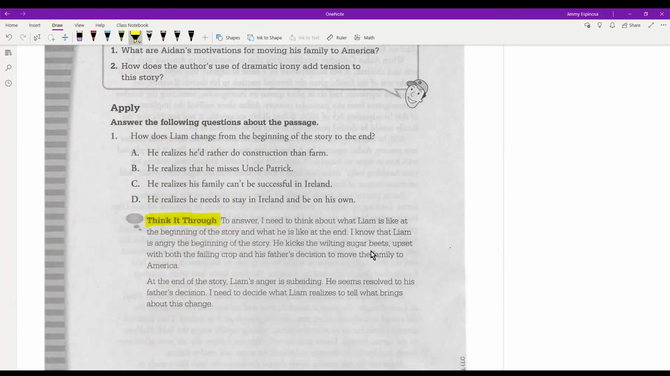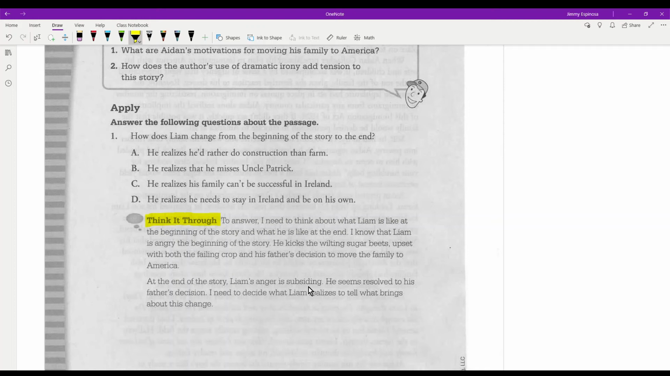It says to answer, I need to think about what Liam is like at the beginning of the story and what he is like at the end. I know that Liam is angry at the beginning of the story. He kicks the wilting sugar beets, upset with both the failing crop and his father's decision to move the family to America. At the end of the story, Liam's anger is subsiding.